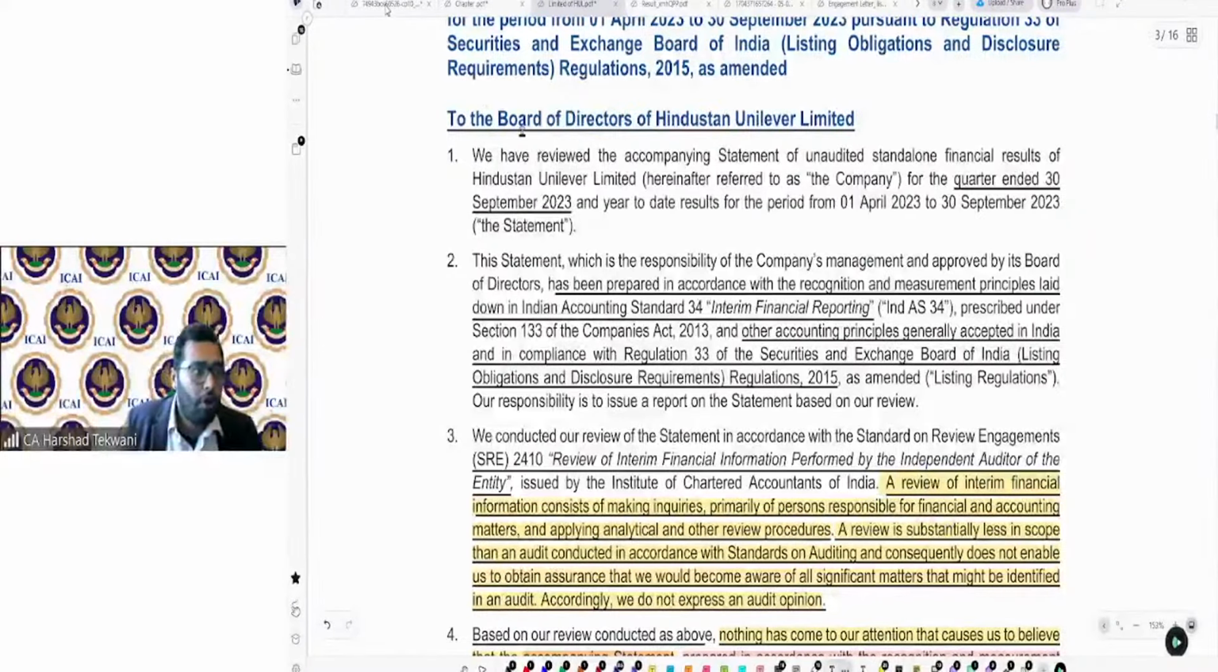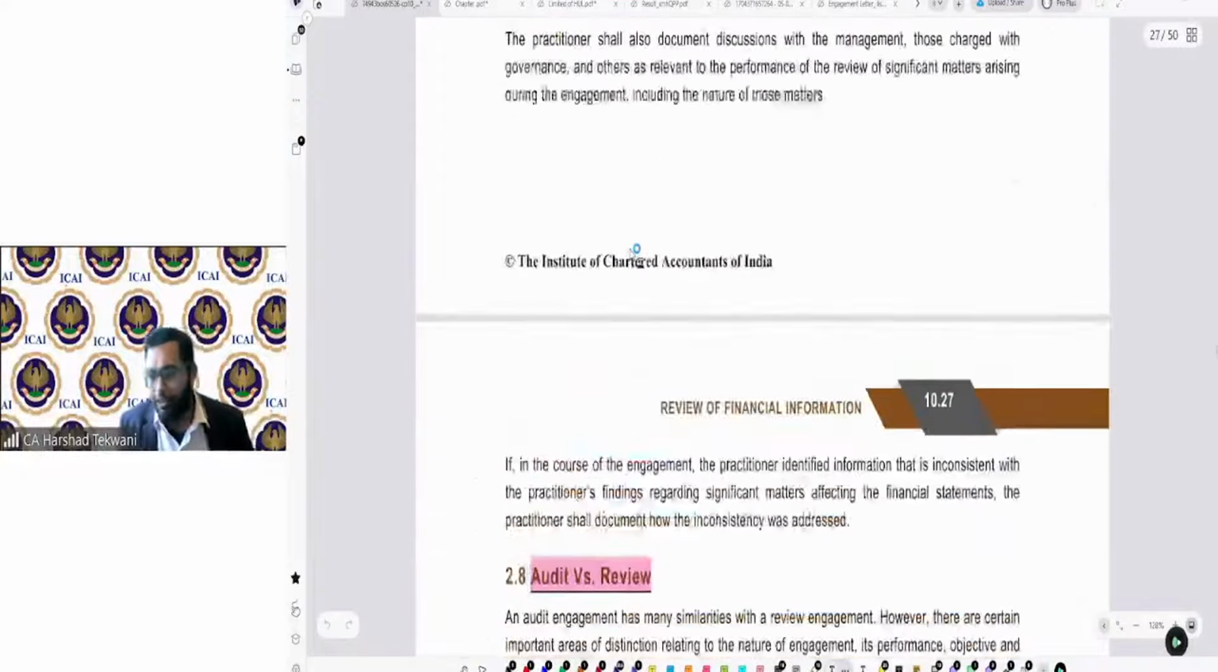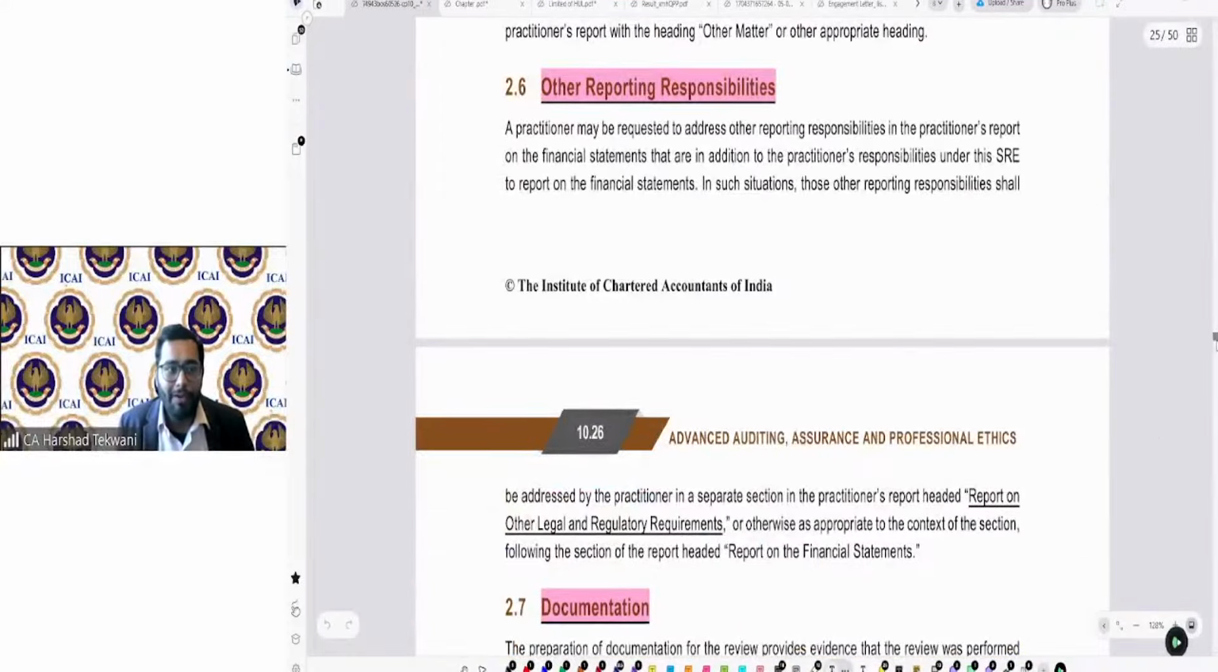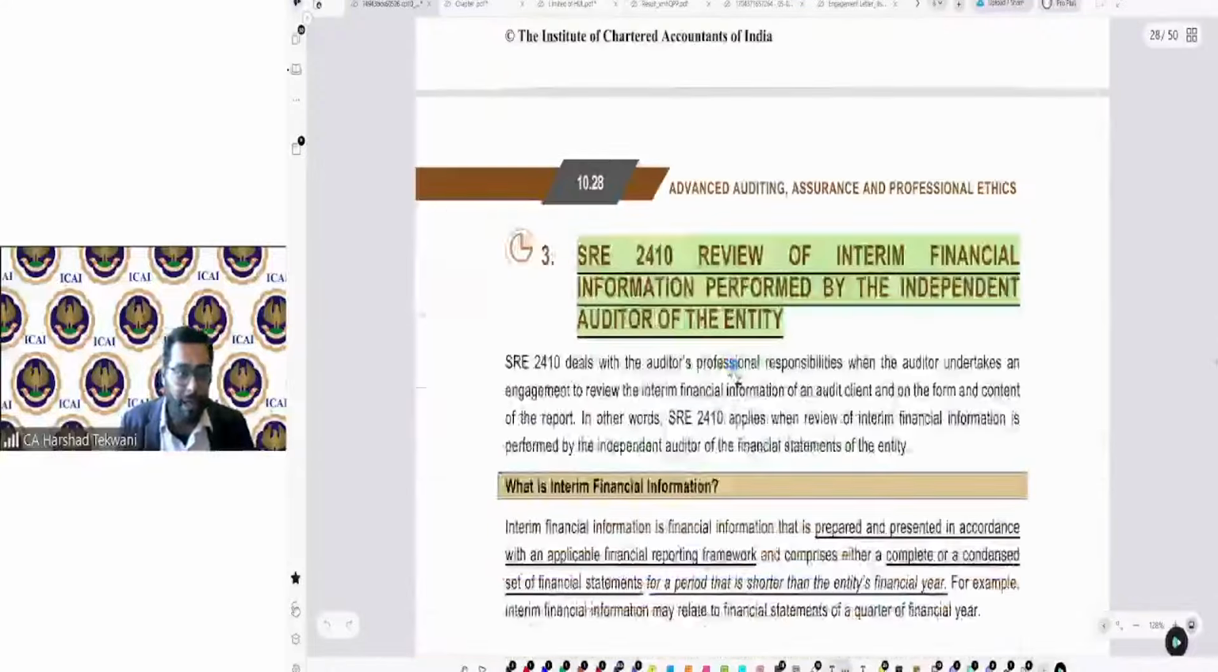Okay. So if no doubts, what I need you guys to do, number one, I want you to read SRE 2400 and 2410 in detail. Before the next lecture, read SRE 2410 in detail. Complete the reading of chapter 10. Come up with your doubts with respect to SRE 2410. And in the next lecture, we are going to start a new chapter, chapter 11, with respect to prospective financial information and other assurance services.